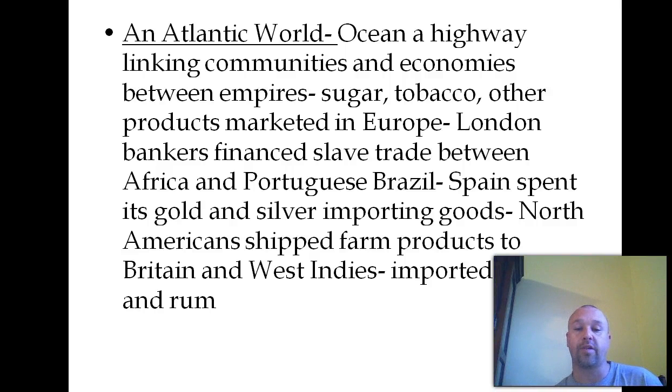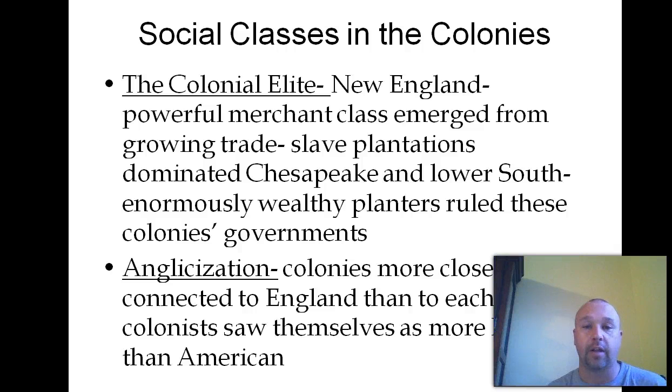And North Americans are going to ship farm products to Britain and to the West Indies, and they're going to bring back slaves and rum. So we have this triangular trade happening, a lot going on. Social classes. The colonial elite in New England, a powerful merchant class emerged from the growing trade. The slave plantations were incredibly profitable for the Chesapeake and the lower South. And enormously wealthy planters are going to rule these colonies' governments up until the time of independence.